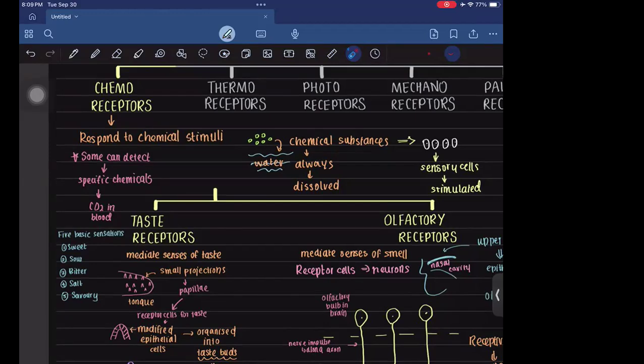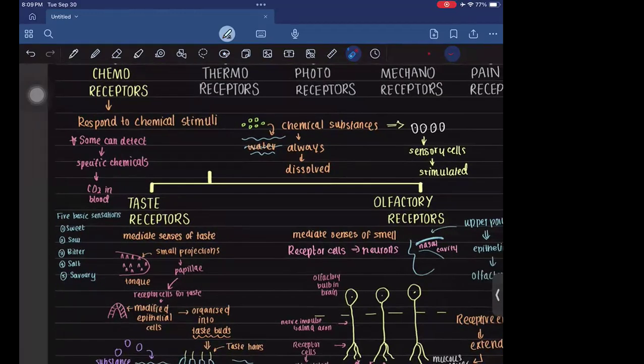Okay, so there are basically 3 types of chemoreceptors. According to what they have given you, there are 3. One is taste receptors, another is olfactory receptors, and there are some others which can detect specific chemicals. For example, the carbon dioxide concentration in your circulating blood. So I think this might be somewhat familiar to you.